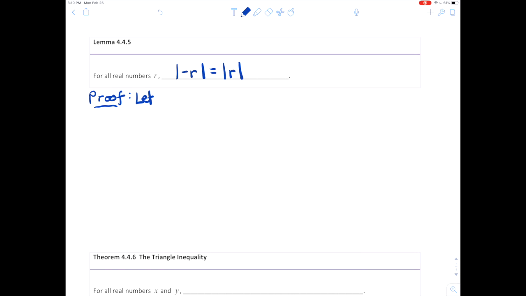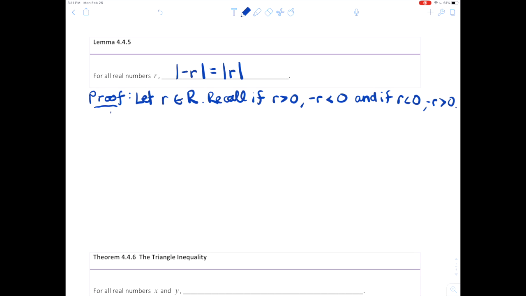Let r belong to the real numbers, right? So we're going to use a few things from algebra, namely that if r is greater than 0, negative r is less than 0. Remember, you have to switch that inequality. And if r is less than 0, negative r is greater than 0. So let's see what we have.